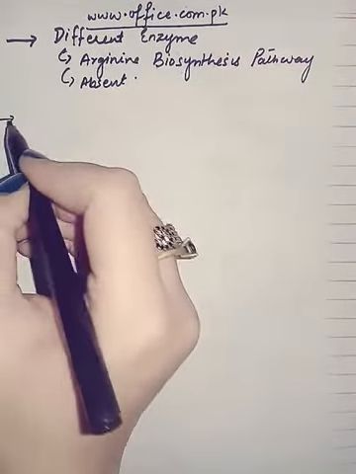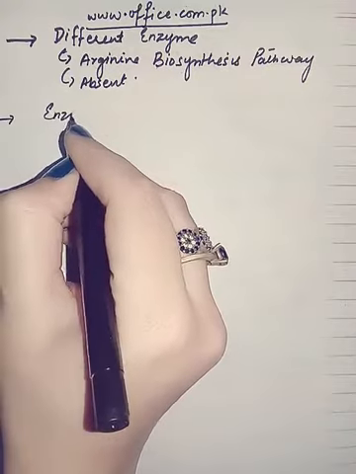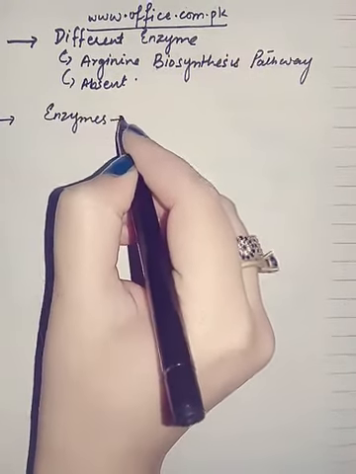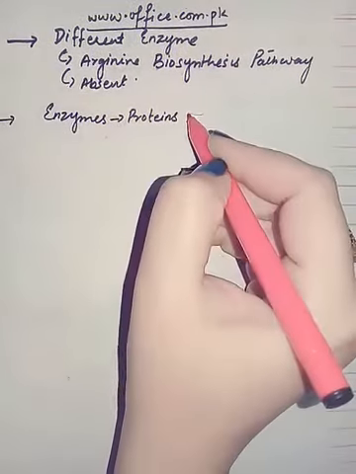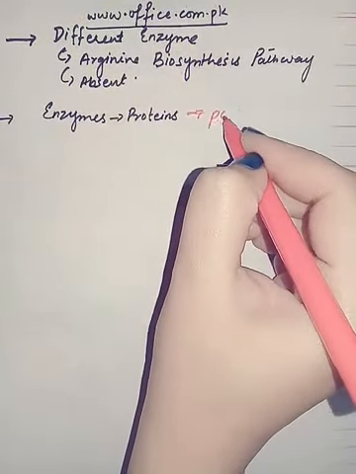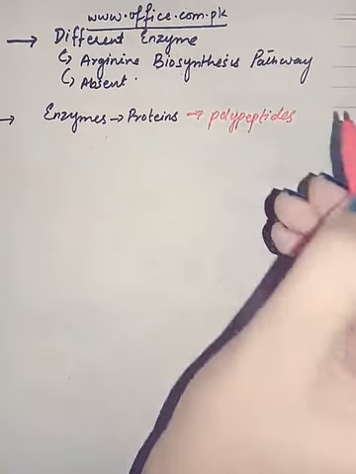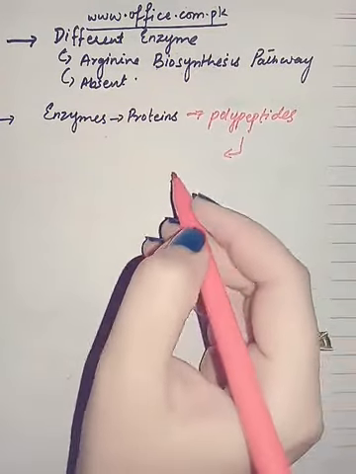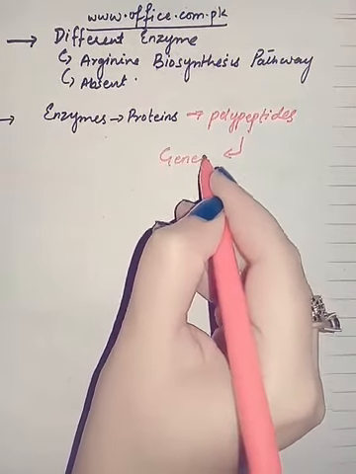arginine. Now the basic concept is that enzymes, they are proteins in nature. And proteins, they are made up of polypeptides, which are coded by particular genes.